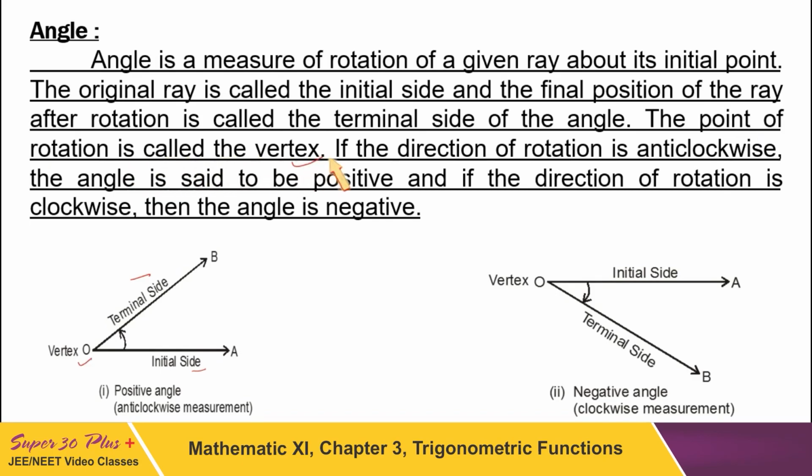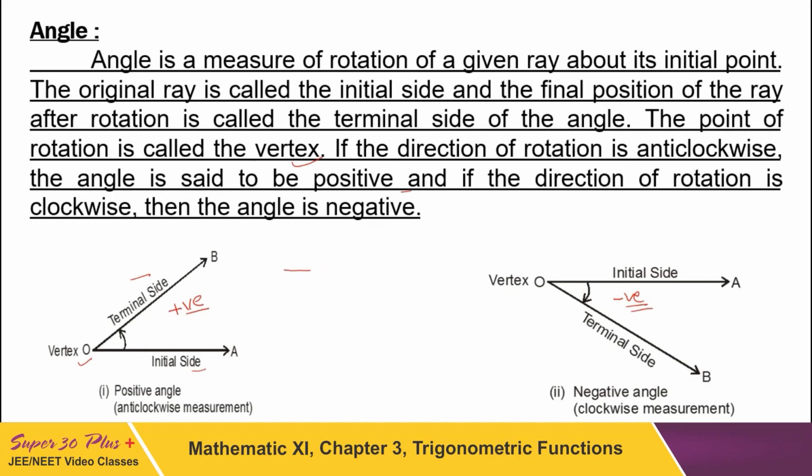This is the vertex. If the direction of rotation is anti-clockwise, the angle is said to be positive. And if the direction of rotation is clockwise, then the angle is negative. This is the positive angle and this is the negative angle. This is the basic concept of the sign of angles. Angles may be positive or negative. In anti-clockwise direction, they are positive, and in clockwise direction, angles are negative.